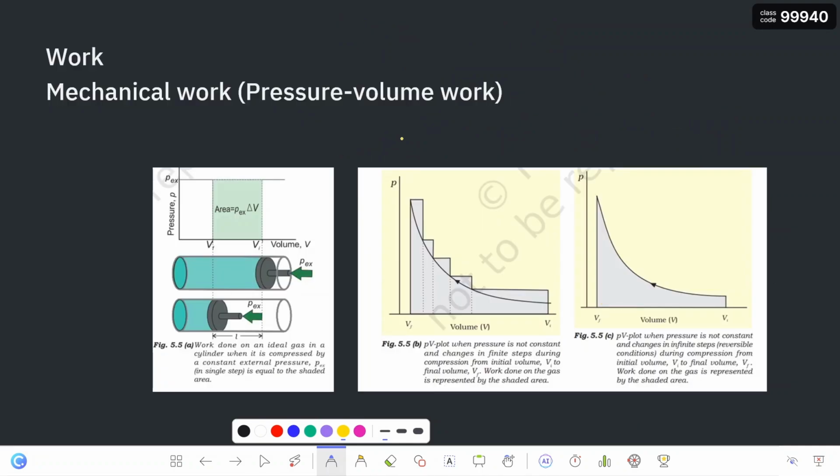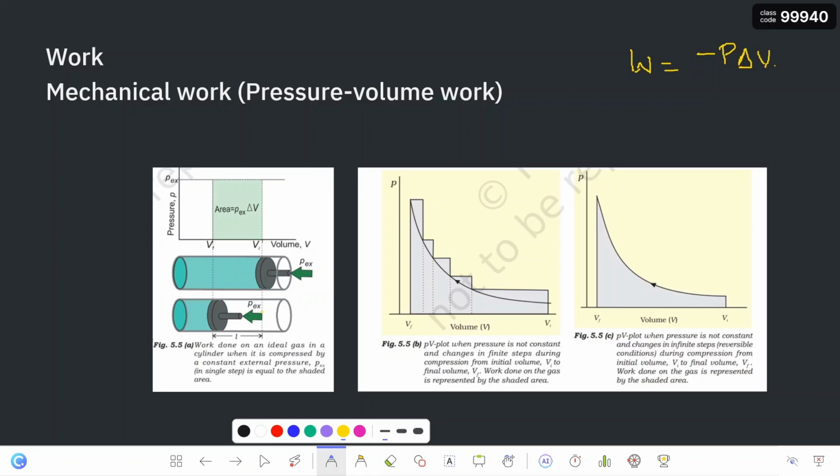Now we will have a discussion on work. We have already said that W is equal to minus P delta V. I will let you know how this comes. So we should have some more discussion on how this is coming.